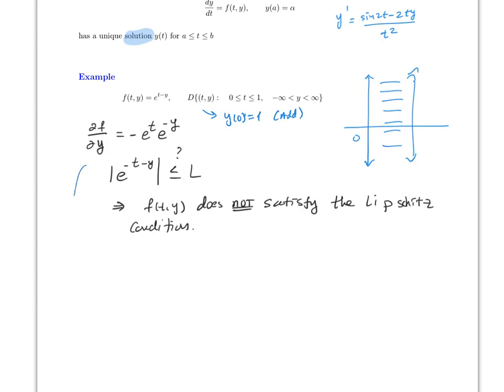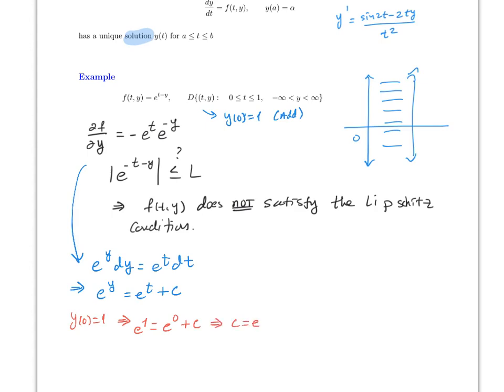All right, so then this is what we have from here. We have e to the y dy is the same thing as e to the t dt. If you integrate both sides, you end up with e to the y equals e to the t plus c. If we apply the initial condition of y of 0 equals 1, that implies that e to the 1 equals e to the 0 plus c, which means that c is equal to e minus 1.